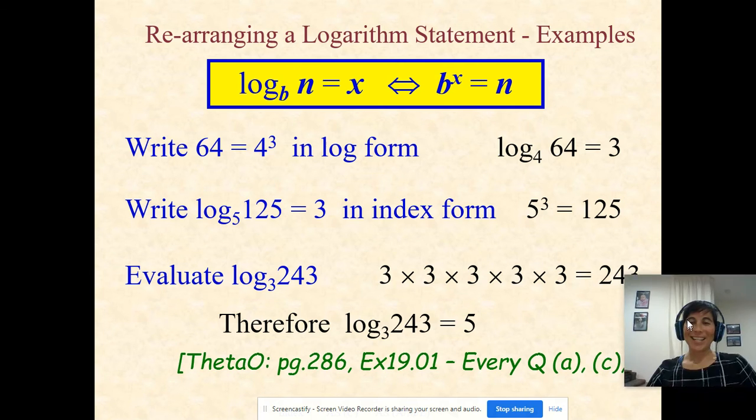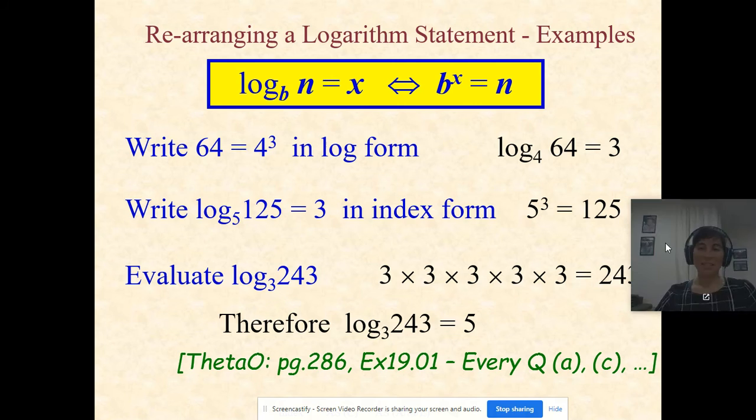So this is a wee introduction, and we will be recapping this in our next lesson. But what I want you to do is to go to page 286, exercise 19.01, and I've put there just to try every question, and every second letter within that should be just a good start. So see how you go on that, and good luck.